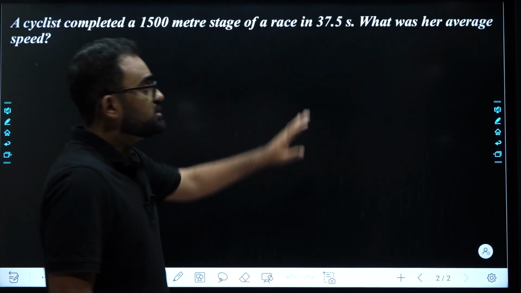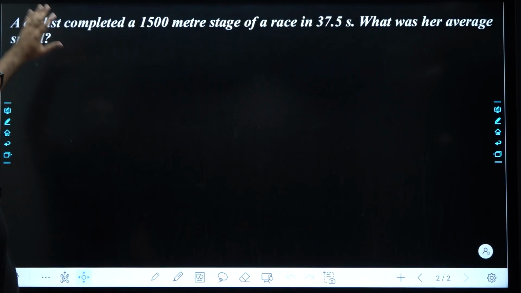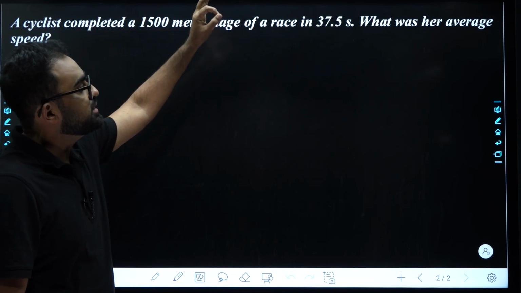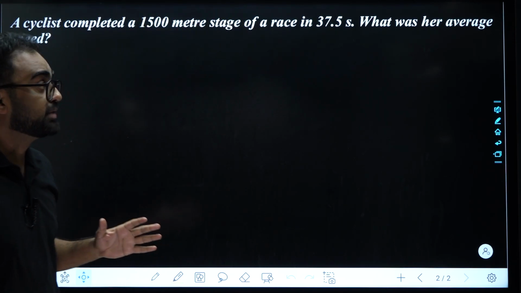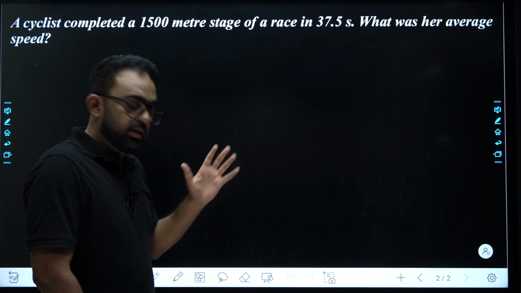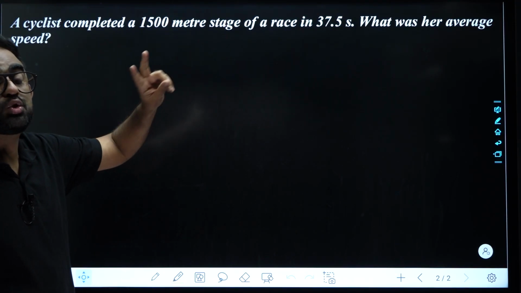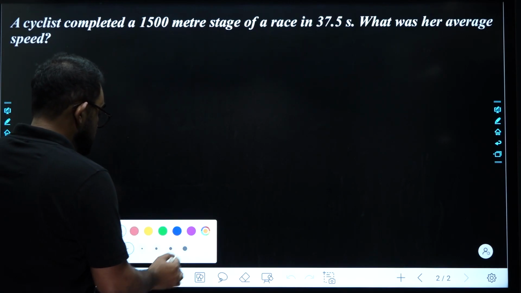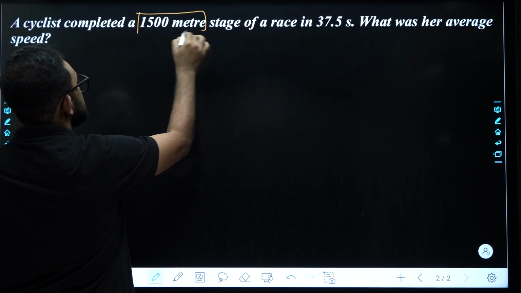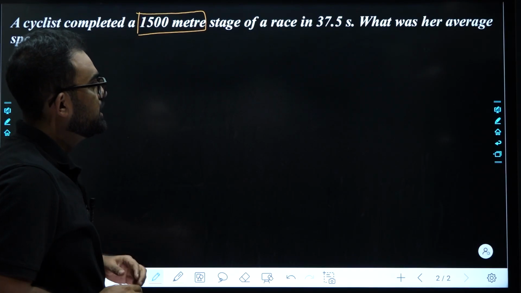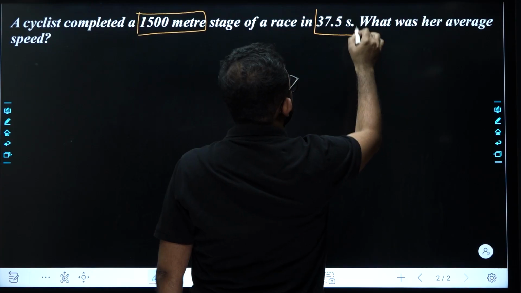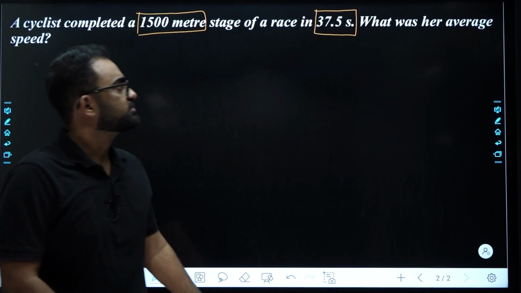See, this is our first problem. A cyclist completed a 1500 meter stage of a race in 37.5 seconds. Then what was her average speed? Here in this question they have given two data. The first is the distance covered by the cyclist, that is 1500 meters, and the time taken to cover the distance, that is 37.5 seconds.